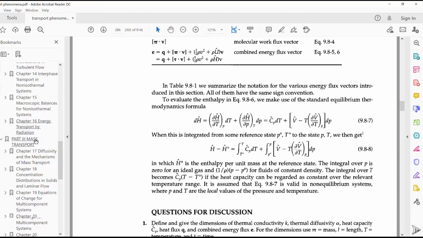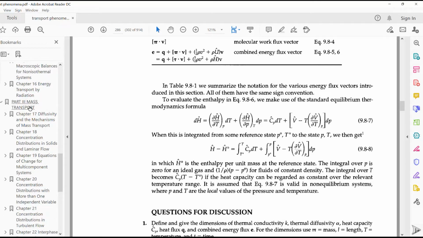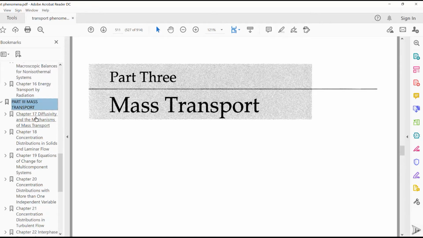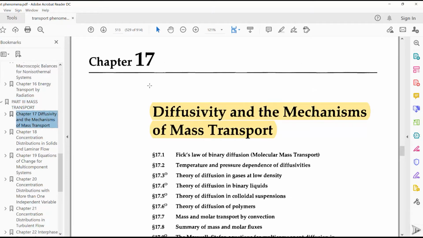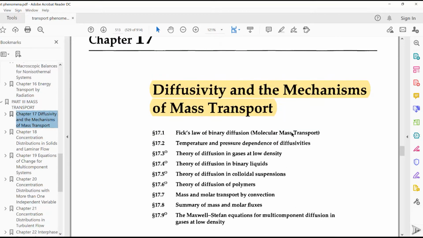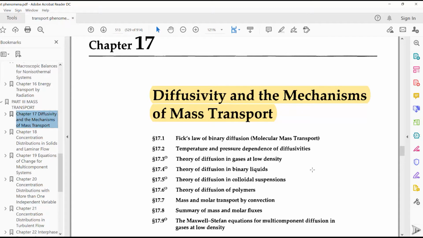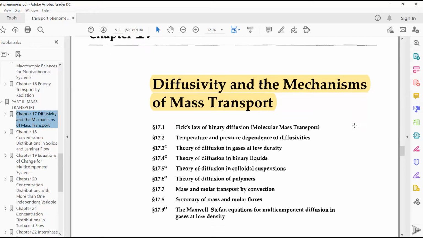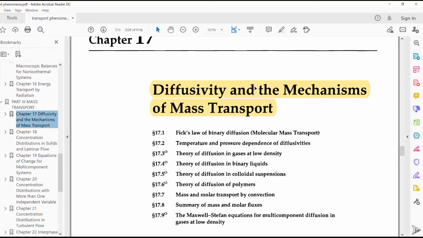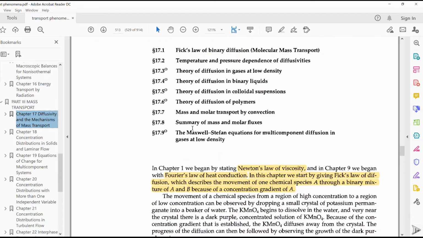Now we are in the section on mass transport, and here we start with chapter 17. Chapter 17 is going to be very similar to chapter 1 and chapter 9. It starts with the definition of mass transport by molecular movement, molecular mass transport, and it will define diffusivity and the mechanism of mass transport.